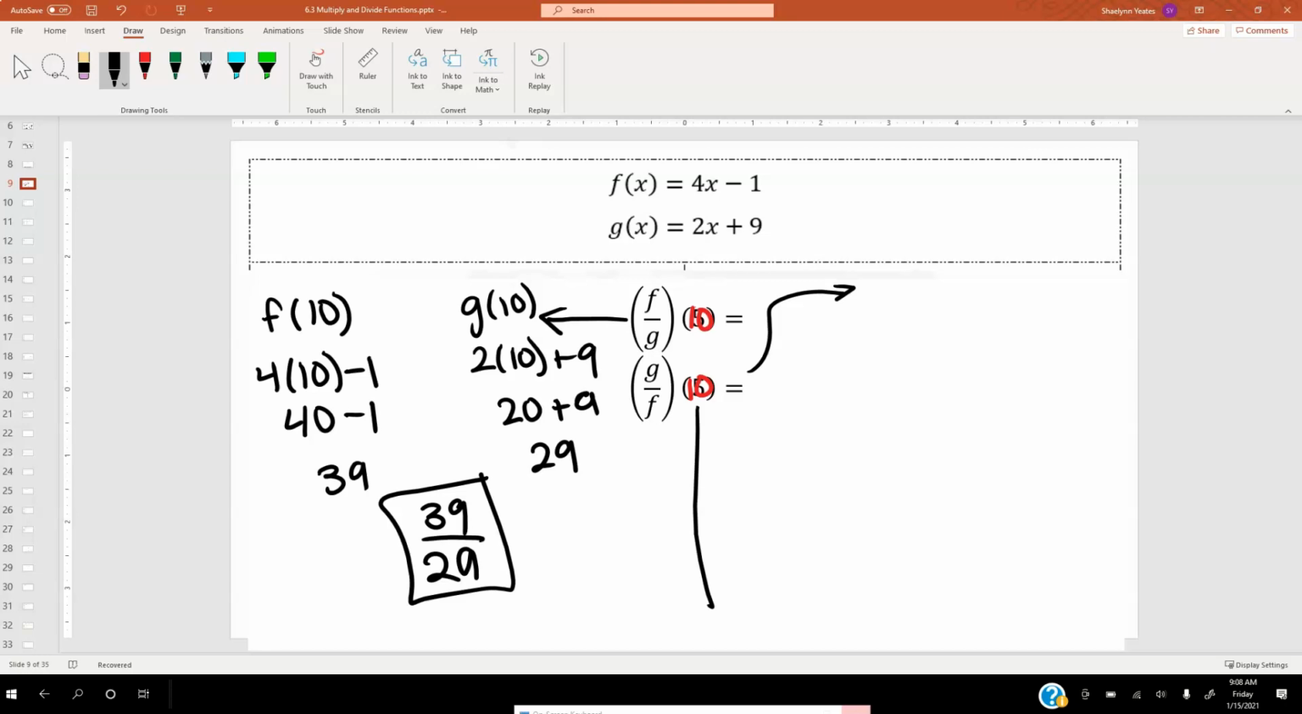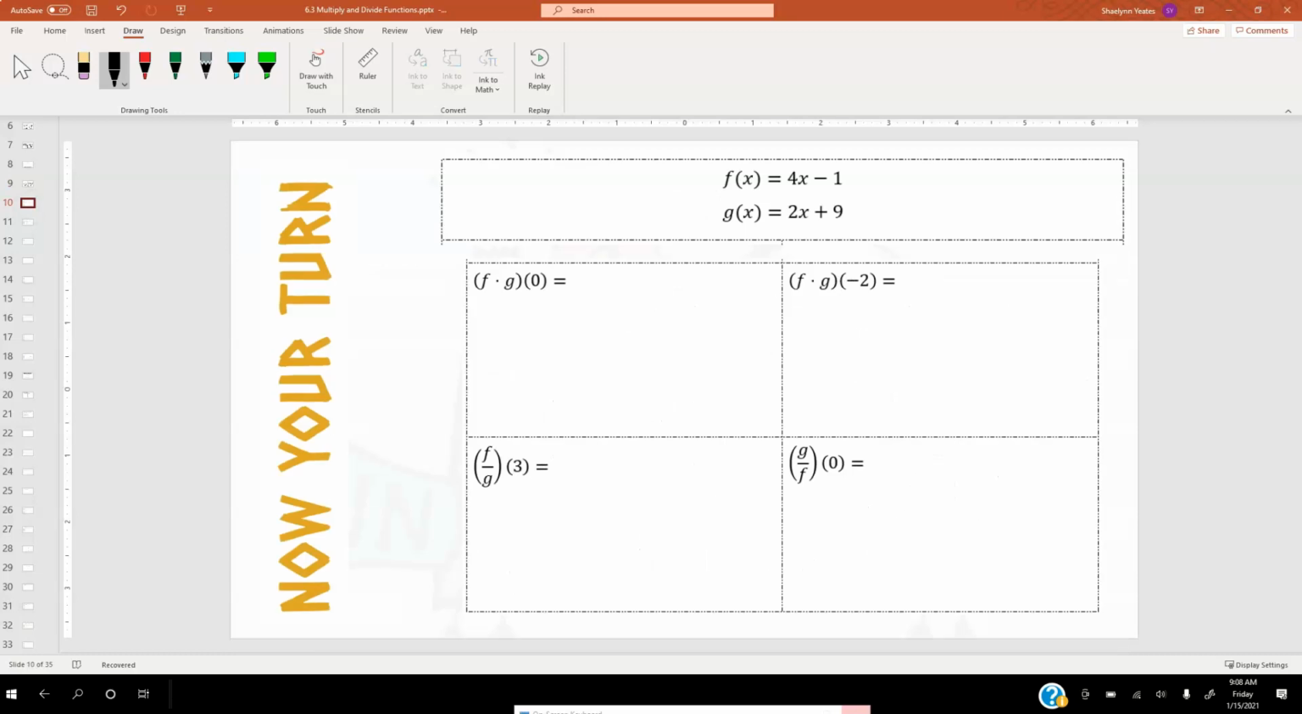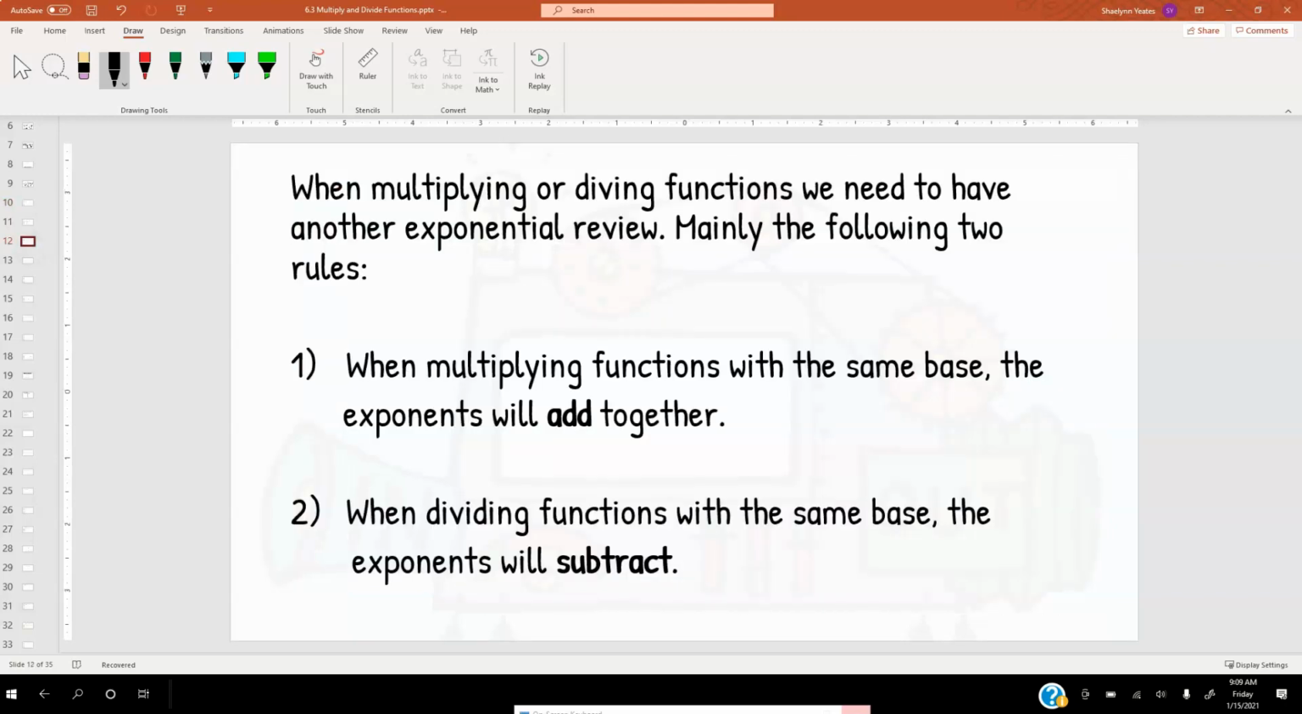Alright, so on this side, we're going to find g of 10 first. And we're going to get 29 again. And we'll find f of 10 second, and we'll get 39. But this time our answer is 29 over 39. So these are not the same. So order does matter here. Interesting. Okay, let's take a look over here. You're going to give this one a try, and then we'll get back together after you've finished it on this problem.